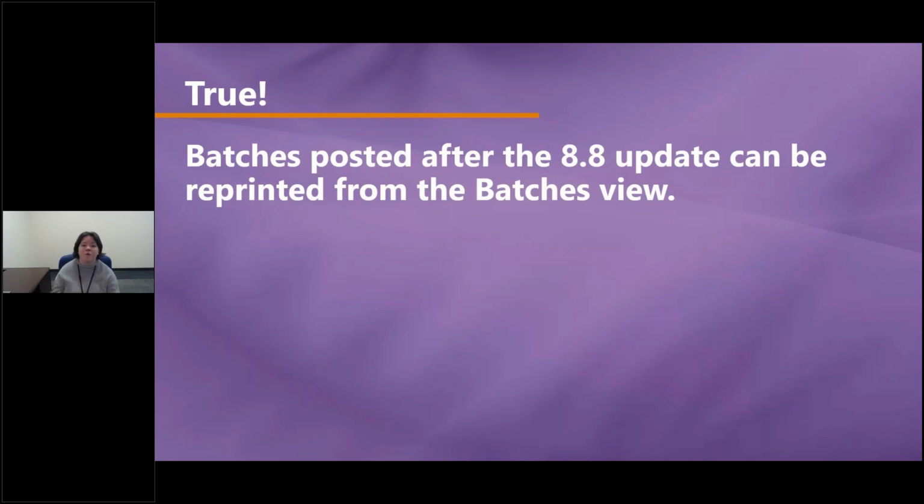true. So for anything from 8.7 back, that wasn't the case, and we got feedback that people would like to be able to print those batches after the fact. So after the 8.8 update, they can be reprinted from the batches view. You don't have to go and look for a specific report. It's just all automatically available in the batches view. So it is after the 8.8 update, not the 8.9 that I said before.